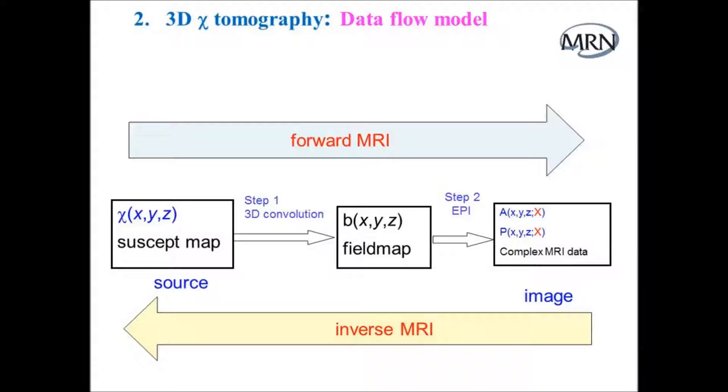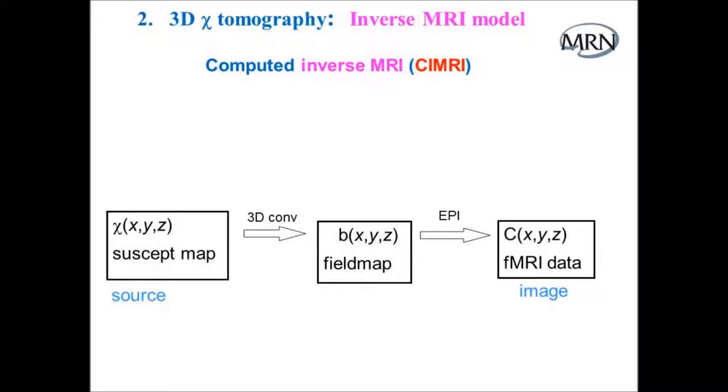In step one, this is magnetization, and this is the dipole effect here. And this is the EPI scanning MRI. From the forward model, we can address the inverse model. So in step one, from the phase imaging we get the field map, then in step two we calculate the susceptibility.